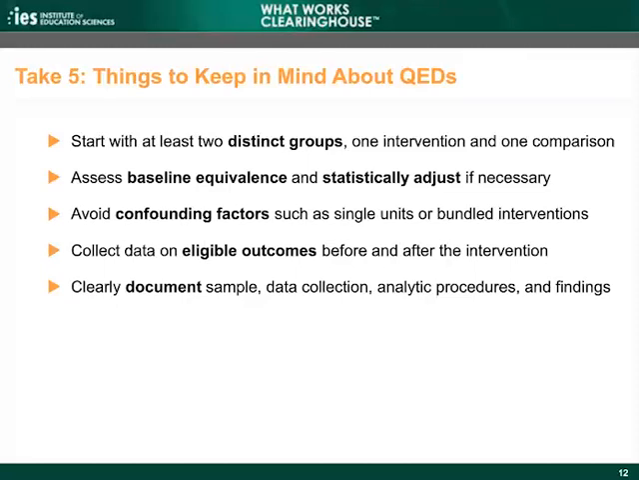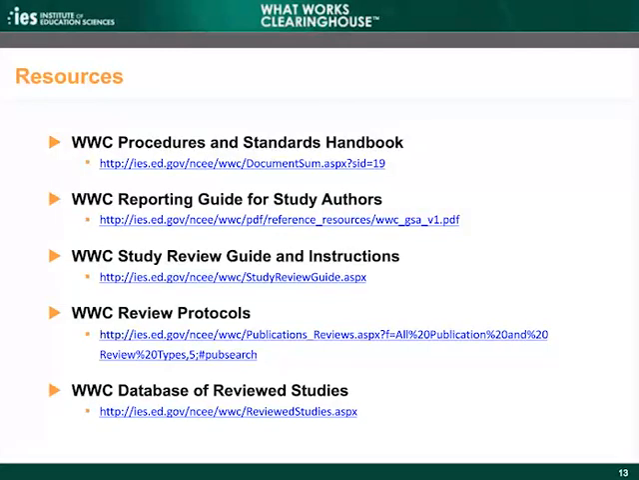Here are just a few of the resources available from the WWC to help you in designing and reporting on your study. Our handbook provides a comprehensive description of all of our procedures and standards so that anyone can understand how we work and how decisions are made. The reporting guide for study authors provides some guidance on the types of information we need to be able to assess studies against standards. The study review guide is the tool we use when assessing studies. It is available to the public as well as the instructions for its use. It should be noted, however, that it is designed to be used by trained and certified reviewers.